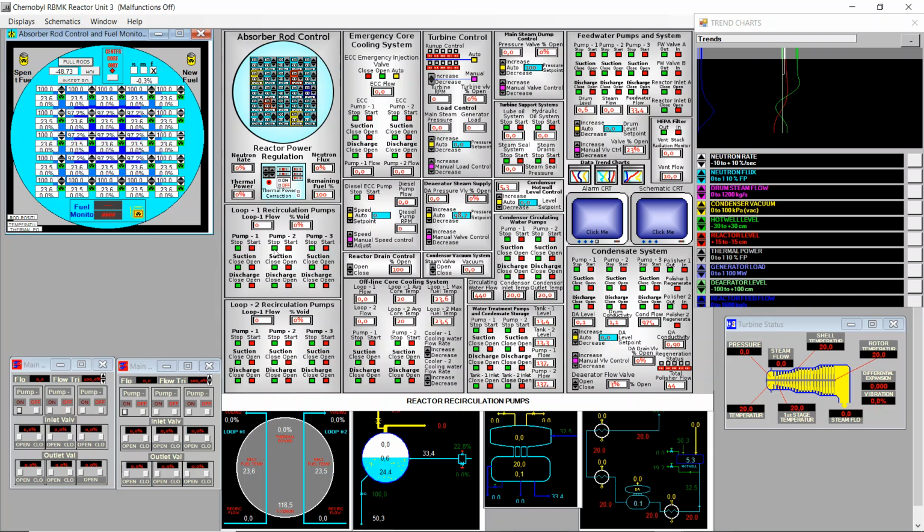Okay, and now I will already start loop 1 and loop 2, one recirculation pump in each loop. So I open the inlet valves. Okay, turn on the pumps. On, open and open.